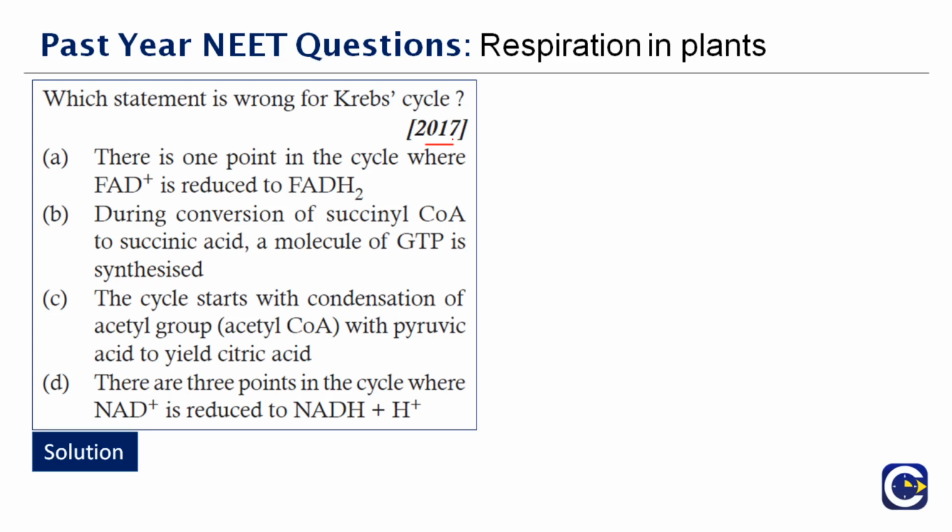There is one point in the cycle where FAD plus is reduced to FADH2. No, actually that is wrong. During conversion of succinyl-CoA to succinic acid, a molecule of GTP is synthesized. Option C, the cycle starts with the condensation of acetyl group, that is the acetyl-CoA with pyruvic acid to yield citric acid. So option C is the right answer. As we already saw, the citric acid cycle is also known as tricarboxylic acid cycle, or the Krebs cycle, or TCA cycle.